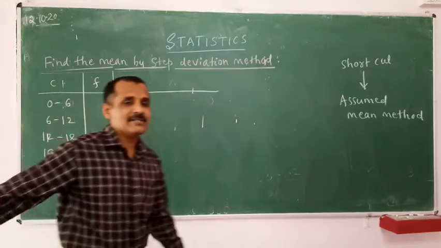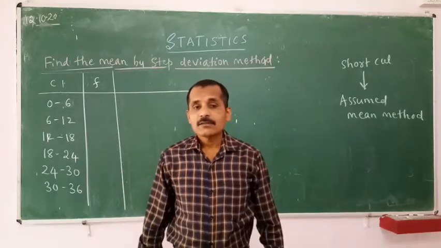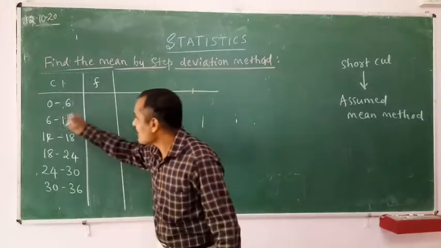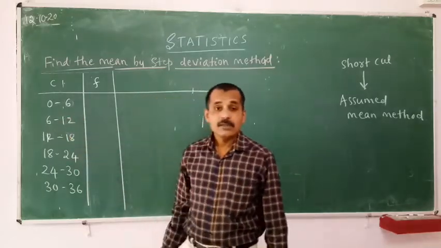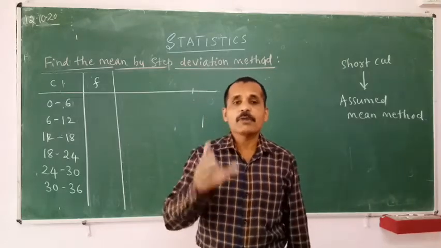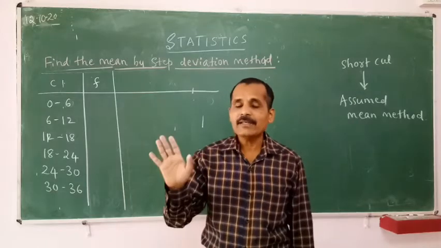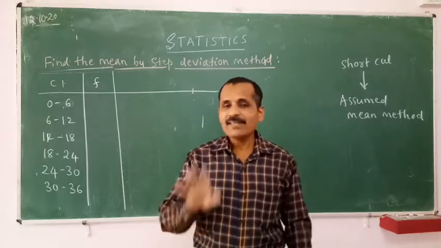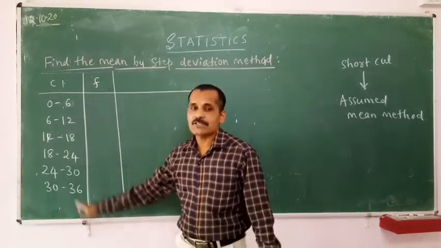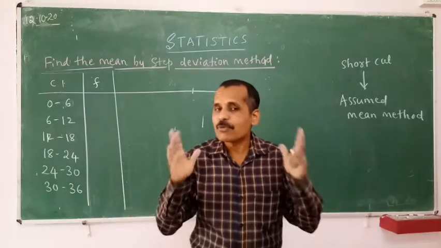But children, why am I taking 6? Right from the beginning, whatever problem I have solved, everywhere I have taken 5 class intervals only. You should not have the wrong impression that statistics problems mean only 5 intervals will come. Not like that. It can be 6, it can be 7. Just to make you aware, I have taken 6 class intervals. There is no hard and fast rule that there should be 5 only.